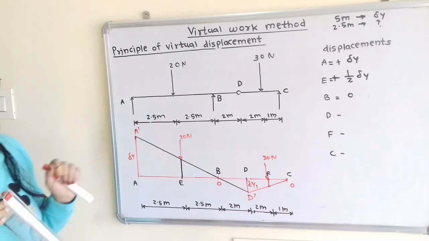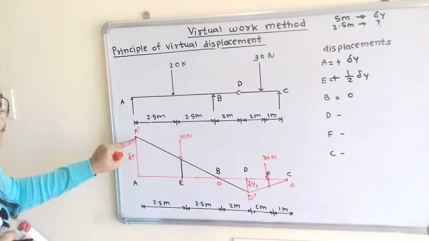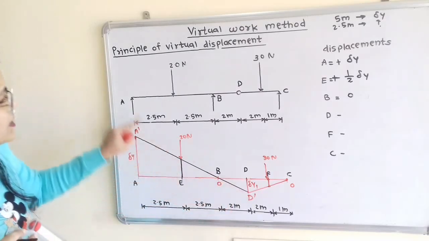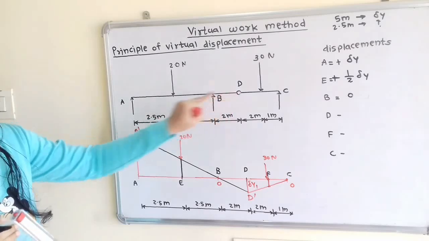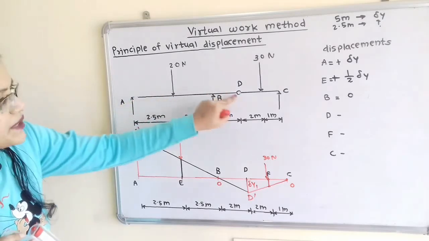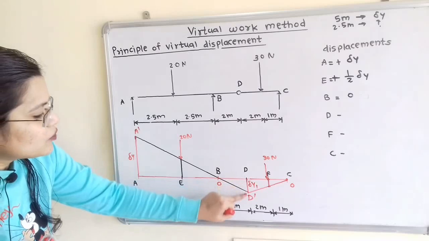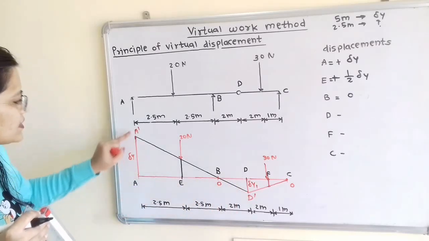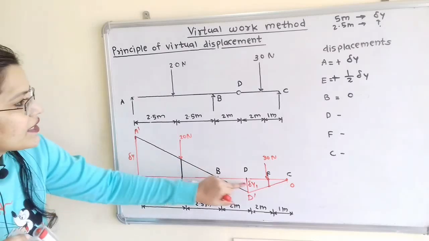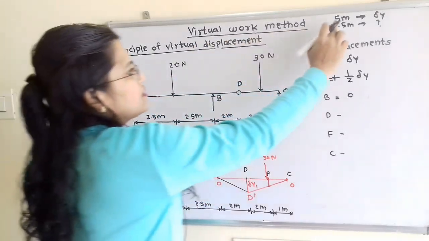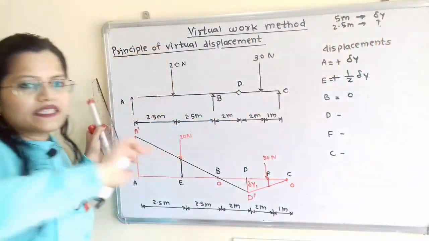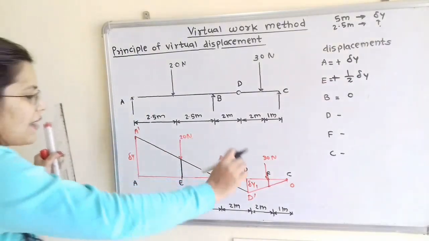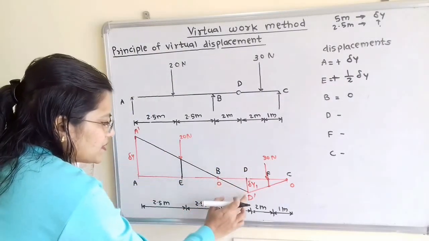Now we will move to the point D. Now if we observe, this A dash and D dash is the first part of the beam. So this D to D dash displacement is with respect to this delta y. So we can keep here this same relation, that is for 5 meter displacement is delta y.